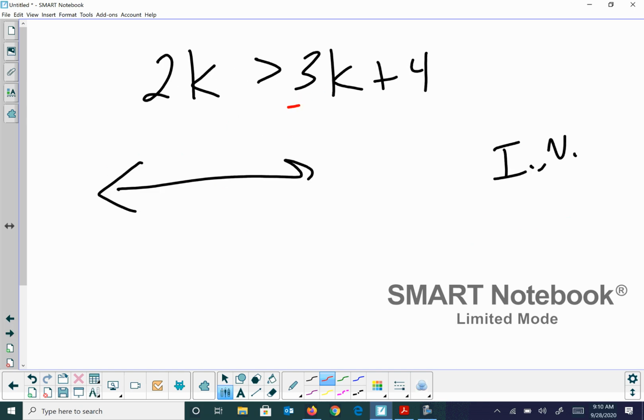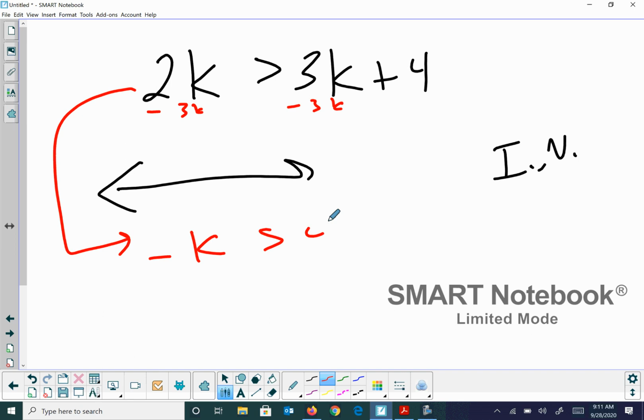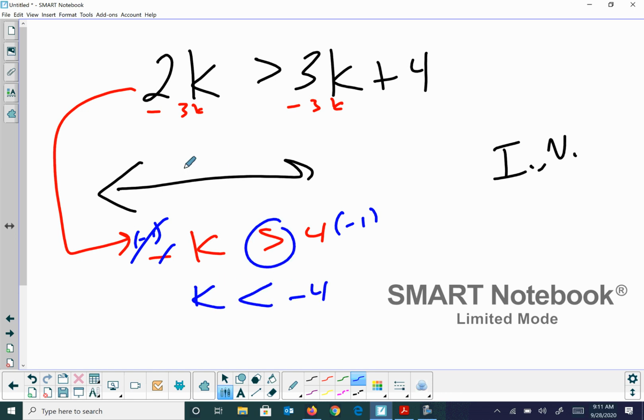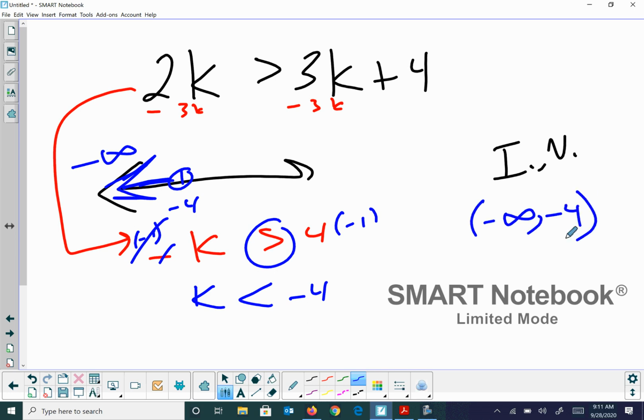Okay, for this one, let's go ahead and subtract 3k from both sides. I'm going to bring this down here. So that's going to give me -k is greater than 4. At this point, I would want to multiply both sides by -1. So those cancel, so I get k. Remember, this sign has to flip over. Okay, so if I have -4 on our number line, I have an open dot, and I want less than. So that's going to negative infinity. My interval notation is going to go from negative infinity to -4, soft bracket, because I don't have an equal sign.